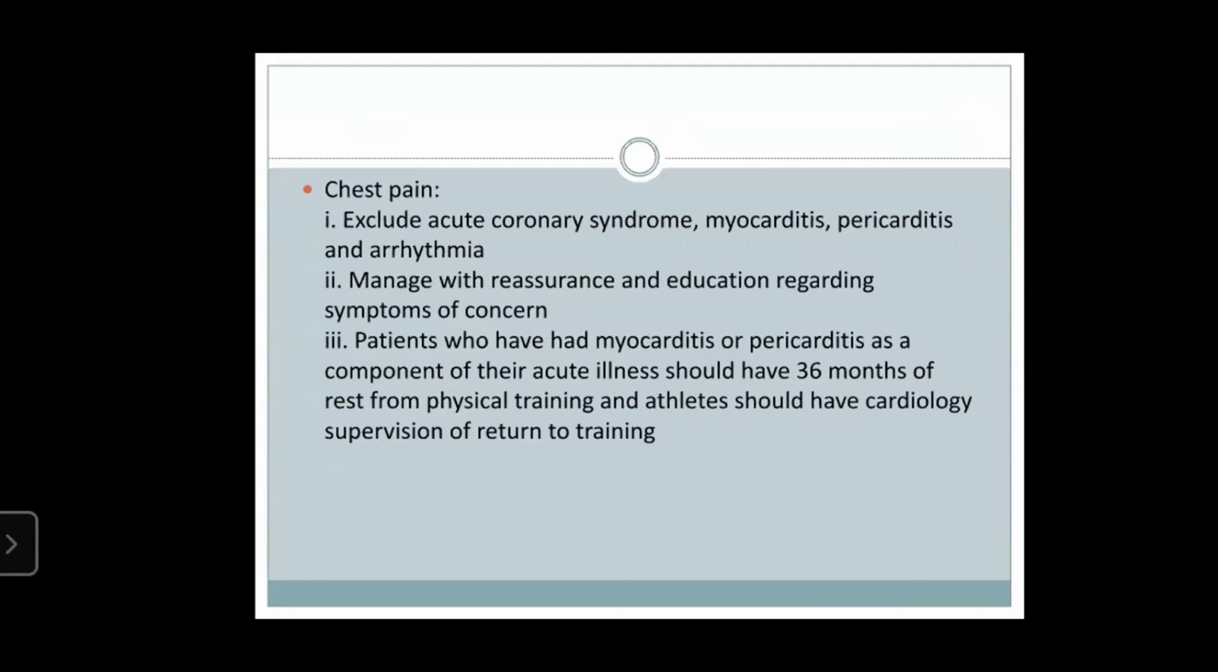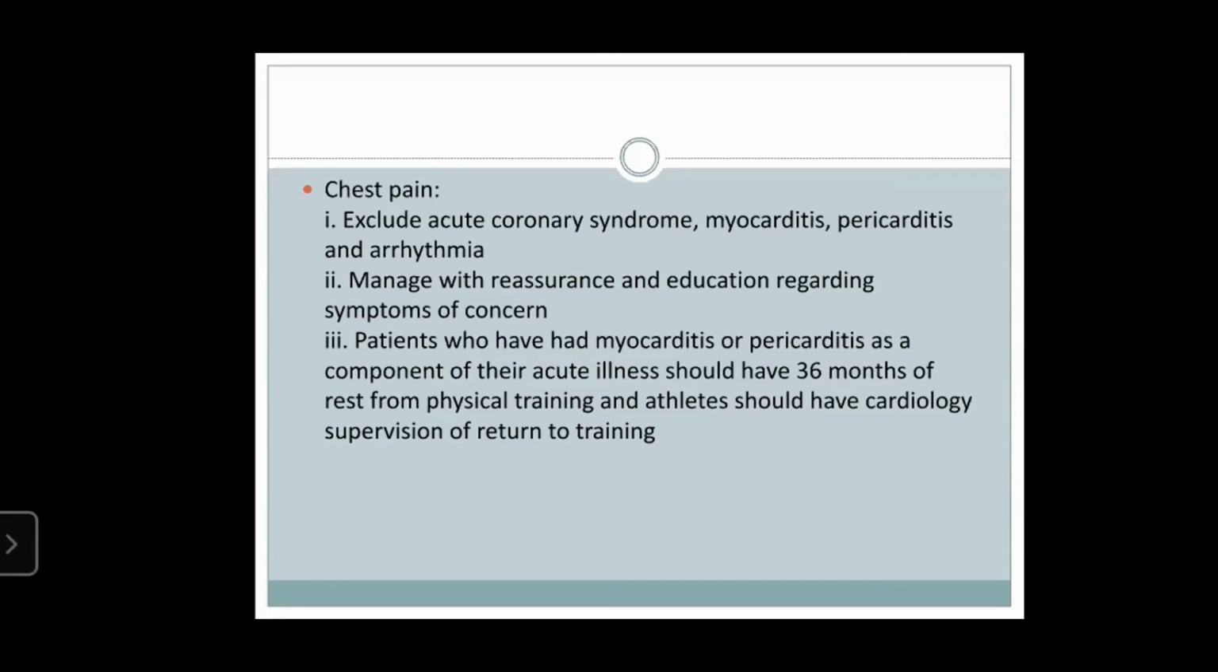So if a patient presents with chest pain, the first thing we have to rule out is an emergency condition: acute coronary syndrome, myocarditis, pericarditis, and also arrhythmia. If the patient is suggestive of ACS, myocarditis, pericarditis or arrhythmia, further referral to the cardio team may be needed. If not, we may manage with reassurance and also education regarding symptoms of concern.